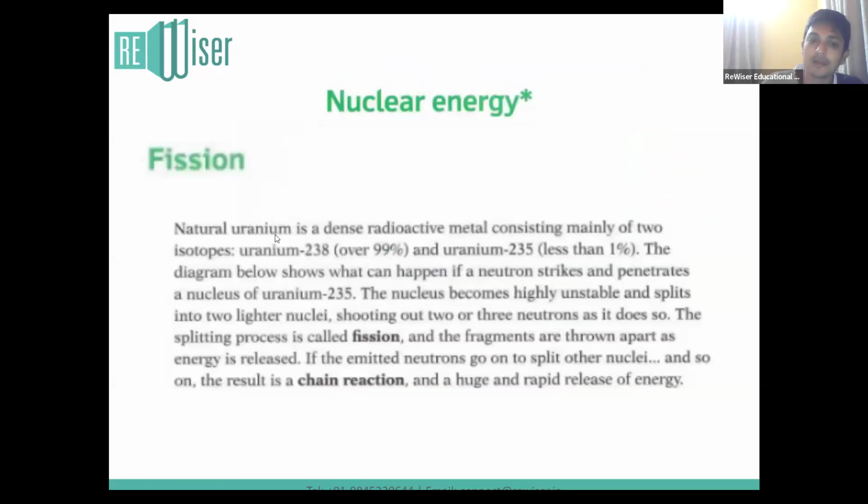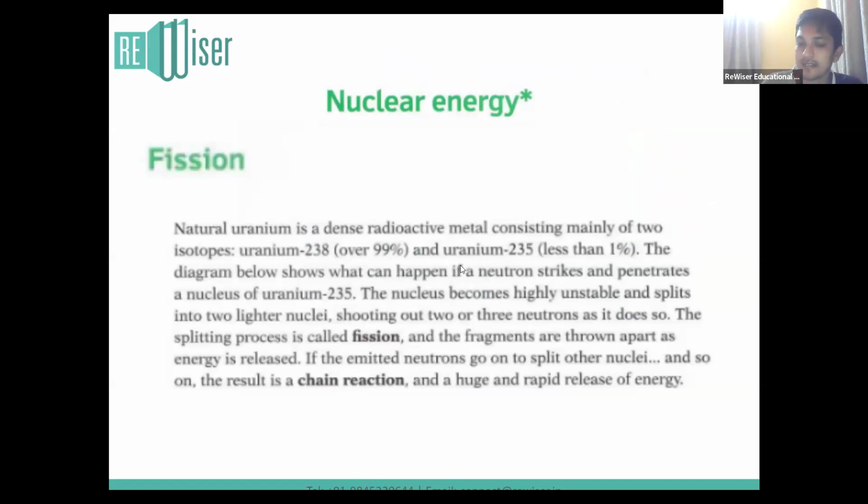That's it. Next, there are two types of nuclear reactions that we primarily focus on. One is the nuclear fission reaction. The other is the nuclear fusion reaction. The nuclear fission reaction is basically the splitting up of a heavy nucleus into two lighter nuclei, along with the emission of a high amount of energy.